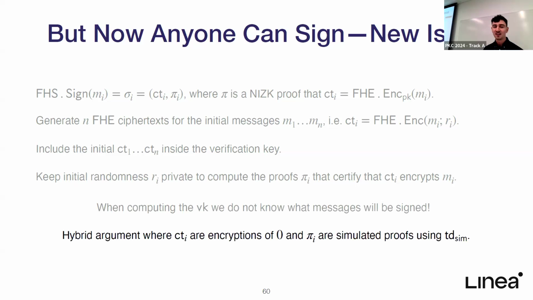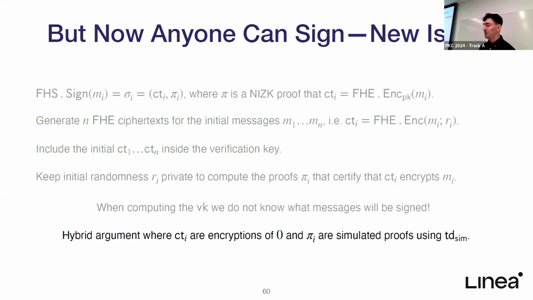What we do is that the ciphertexts that we publish as part of the verification key are going to be encryptions of 0. We're going to make a hybrid argument, and then switch to a hybrid where they actually encrypt what is supposed to be there. And because they are encryptions of 0, you're going to use the simulation trapdoor in order to compute these proofs.